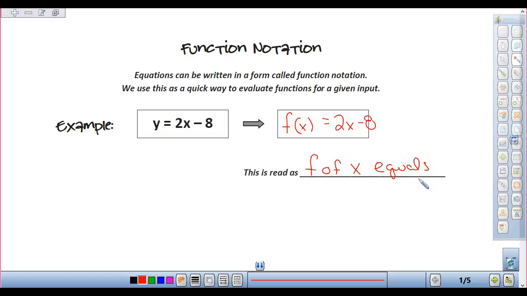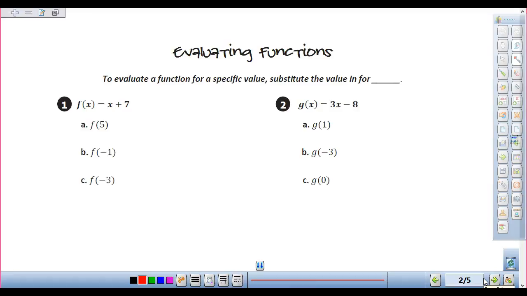equals, okay? Or in Algebra 2, they're going to say the function of x equals. So all this means is that y is the function of x. Anything that they tell us to plug in for the f of x, we're plugging in for x. This whole thing we call the function of x, because x is our variable. But it's just a fancy way of writing y. So to evaluate a function, we're just going to substitute that value in for x.